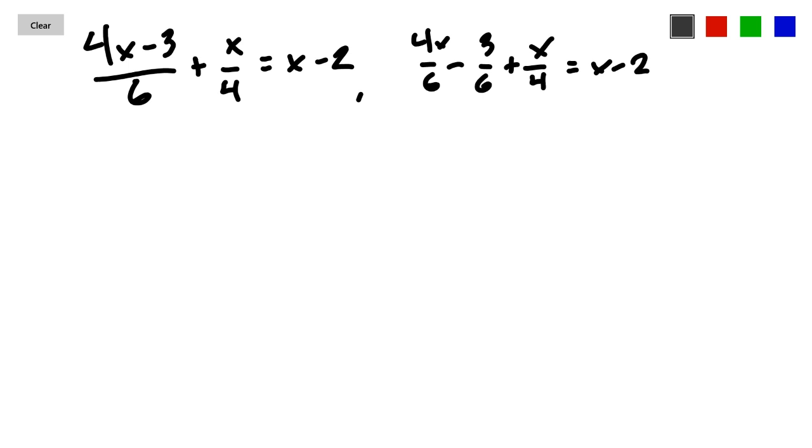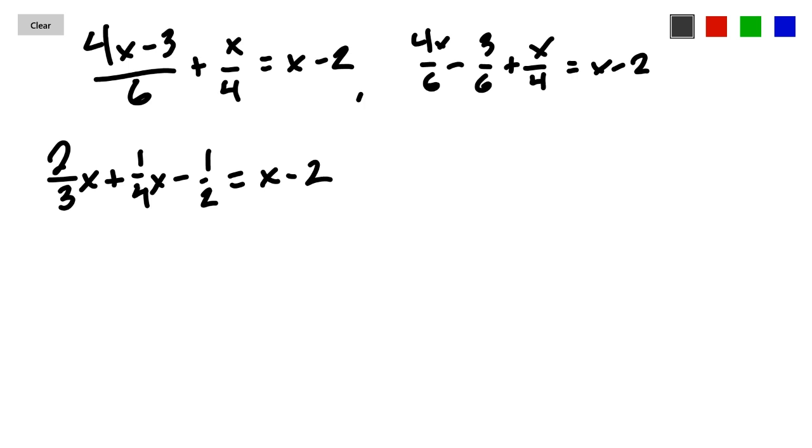And so 4 over 6 x is just 2/3 x. So I'll have 2/3 x plus 1/4 x minus 1/2, because 3 over 6 is just 1/2. And this is equal to x minus 2. So I can combine the 2/3 x and the 1/4 x together using the operations for fractions. And so this is going to give me 11/12 x when I combine those together, minus 1/2 is equal to x minus 2.